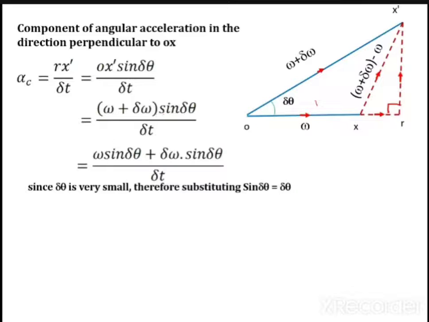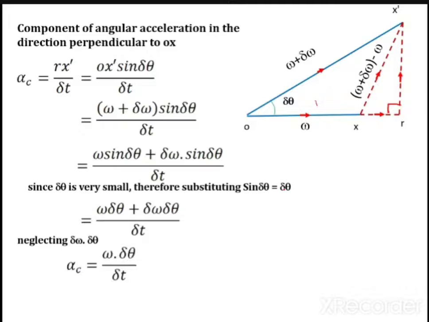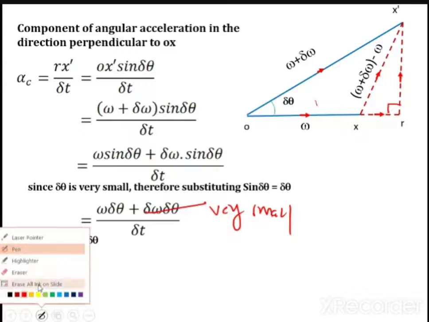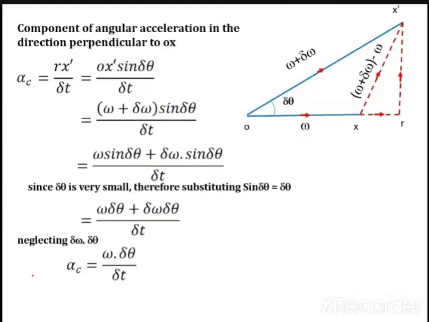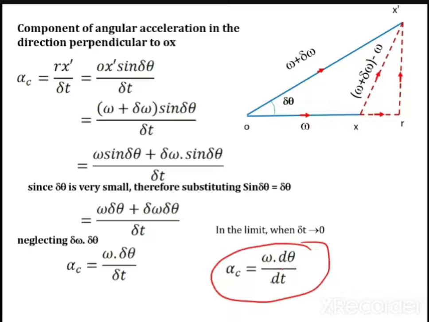Again the same, since del theta is very small, therefore substituting sine del theta equal to del theta. So I am getting omega del theta plus del omega into del theta. Now neglecting del omega del theta. Why do you have to neglect this? Because this is very small. So I am neglecting that small component. So finally I am getting alpha c equal to omega d theta upon dt in the limit. So I have got this component, omega d theta upon dt.